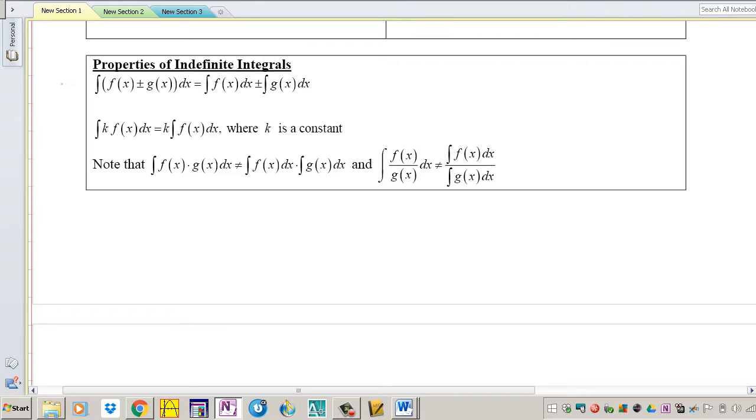Now, here you can take the integral of a sum or difference of functions and you can split them apart like this. Let me give you an example. The integral of, let's say, 3x squared plus x squared over 2 with respect to x. If I want to take the integral of these two terms, I can do it separately.